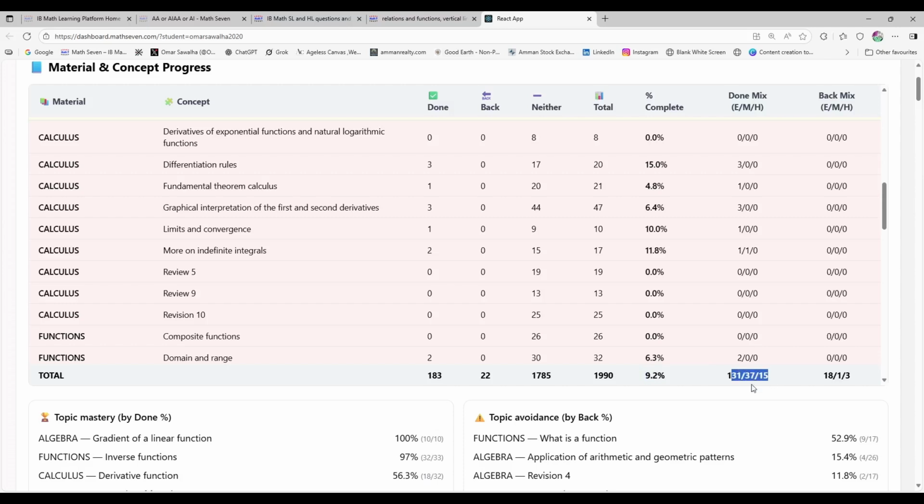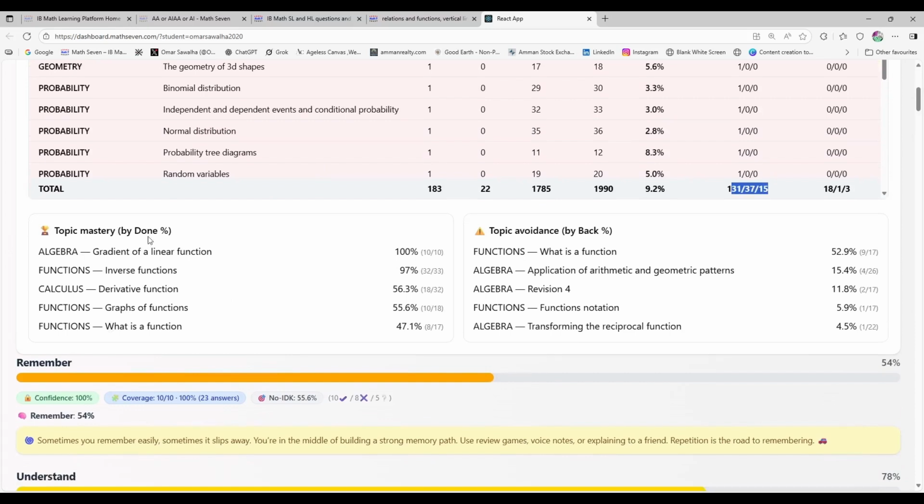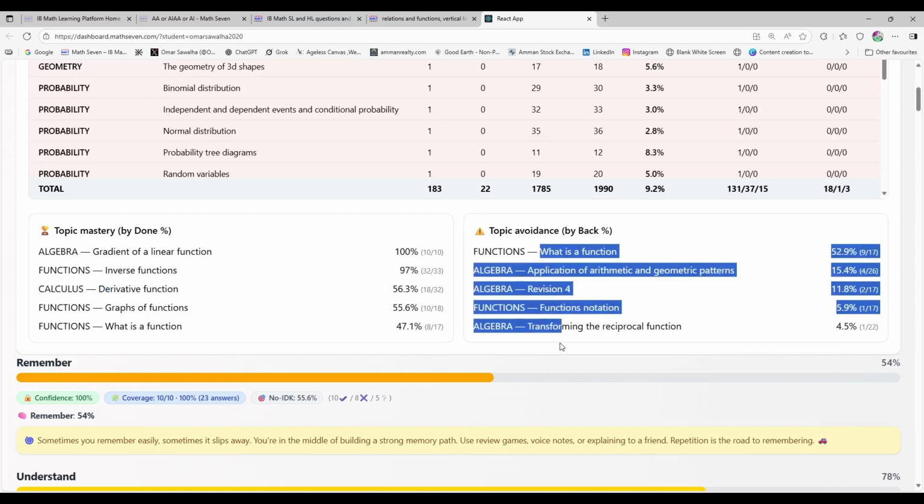And these are also the same thing. Now, this is also a summary of this table here. You have seen the topics that he has done wonderfully are these: algebra, graded function, functions, inverse functions, calculus, and so on. The ones that he did not do or avoided, or he said I'll be back, are these ones.